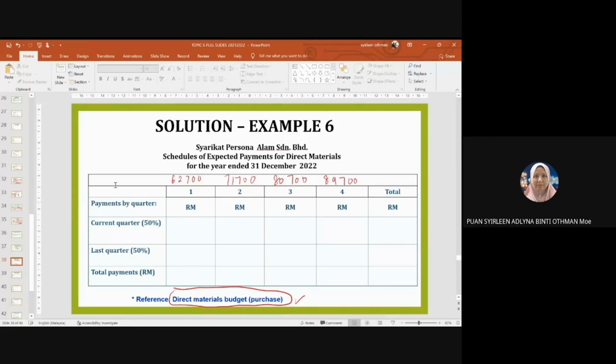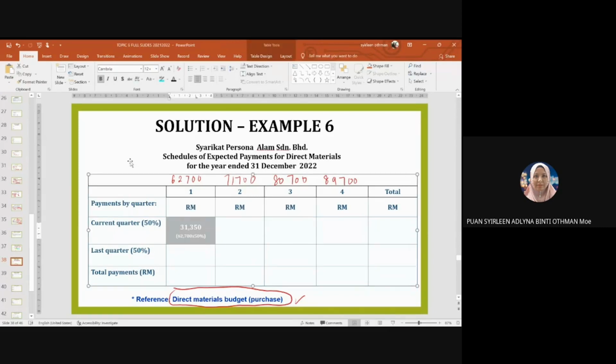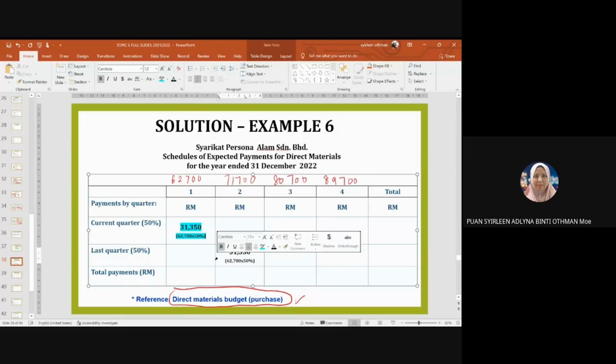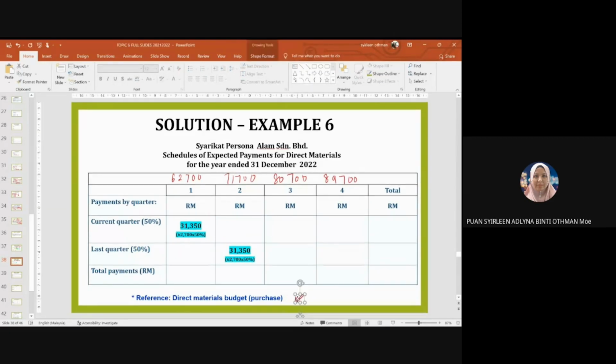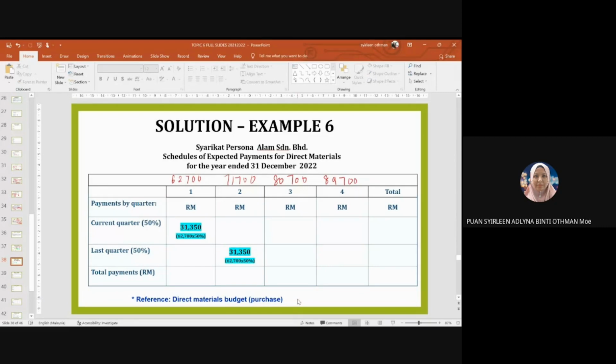Okay, so yang ni senang sikit lah sebab dia bahagi dua je kan. So the first quarter will be 31,350. Second quarter jumlah yang sama sebab saya ambil daripada 62,500. So ini adalah bayaran kuartal 1. Ini adalah baki kuartal 1 dibayar di kuartal kedua. Okay, so ini untuk the first quarter.